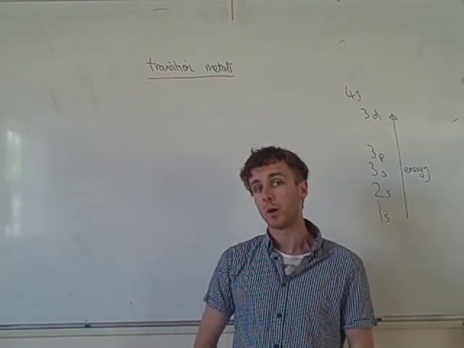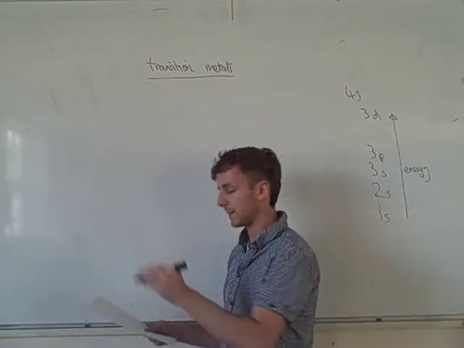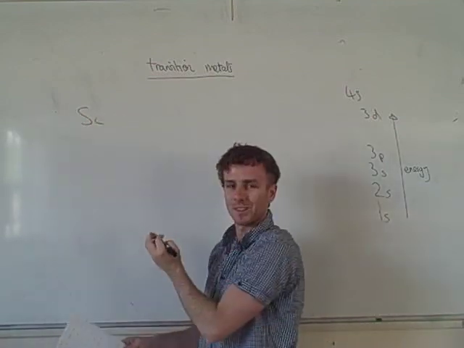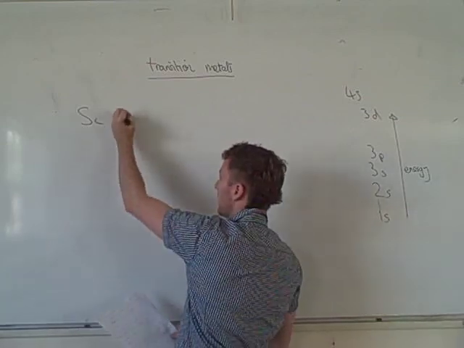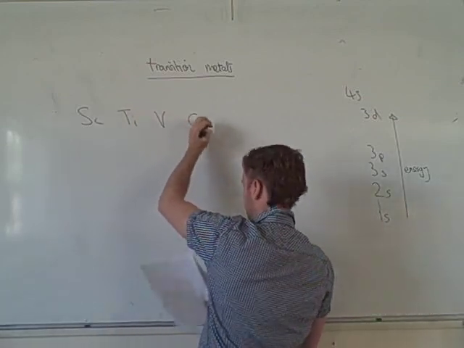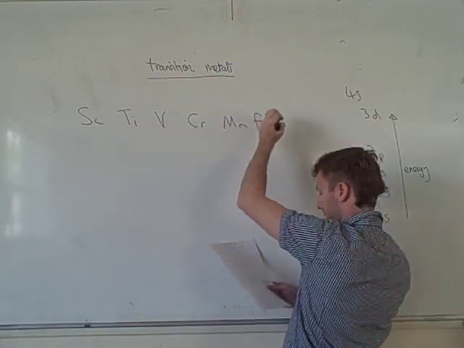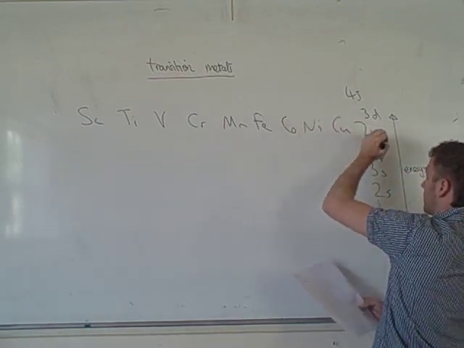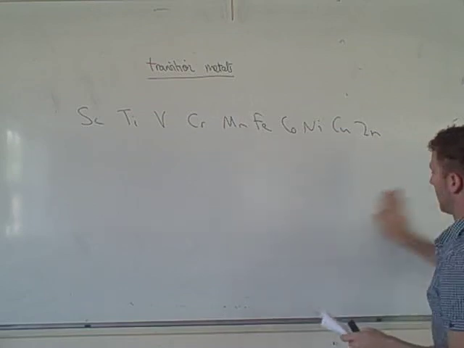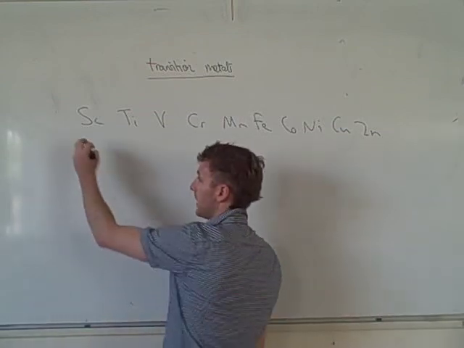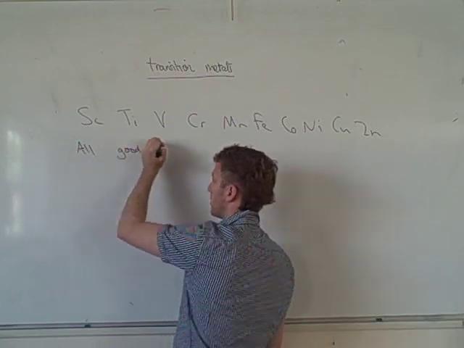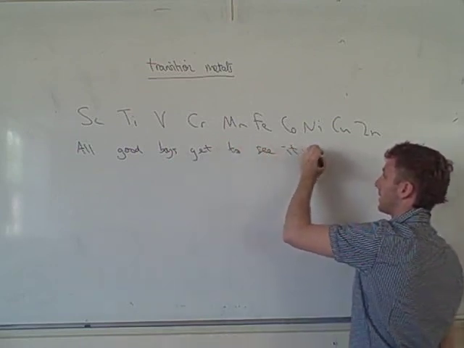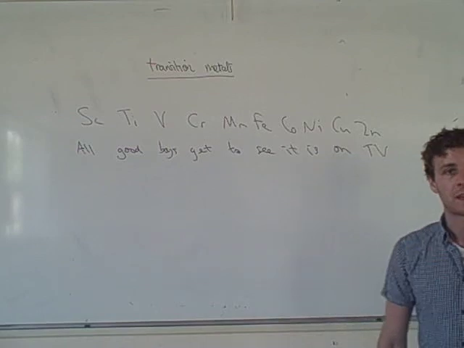And there's a little word mnemonic which you can use to help you remember this. So if I write down my elements as I go across the first row of my transition metals, now obviously scandium is not actually a transition metal, but we'll include it anyway. There's scandium, titanium, vanadium, chromium, manganese, iron, cobalt, nickel, copper, zinc. Okay, now the little word mnemonic you need to remember is: all good boys get to see it is on TV. All good boys get to see it is on TV.